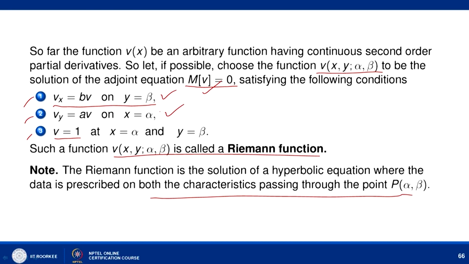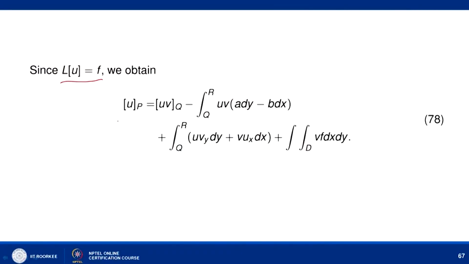So, we can say that if data is prescribed along the characteristics, it will give a unique solution. So, such a V is going to be a unique solution. Now, once we have this V, and given that L of u is equal to f, we can write down our last equation in the following form: u at P equal to uv at Q minus the integral from Q to R of uv_a dy minus v_b dx, plus the integral from Q to R of uv_y dy plus vu_x dx, plus the double integral of vf dx dy.